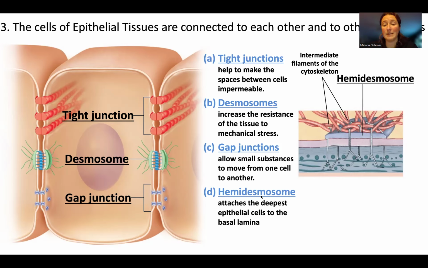A hemidesmosome essentially sews the epithelial cells to the underlying basal lamina. So the deepest cell has one of these little protein plaques like we see over here in the desmosome, and the little protein fibers are not sticking out into another little plaque in another cell, but instead forming a little anchor point into the connective tissue of the basal lamina or basement membrane.